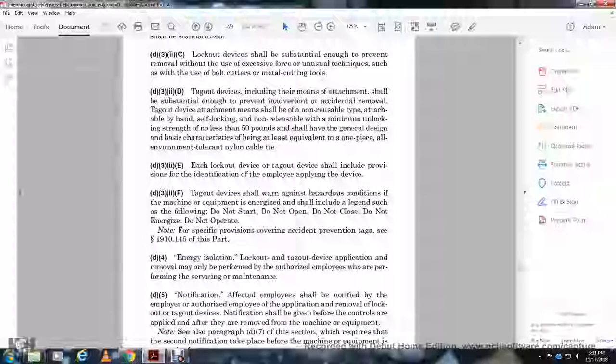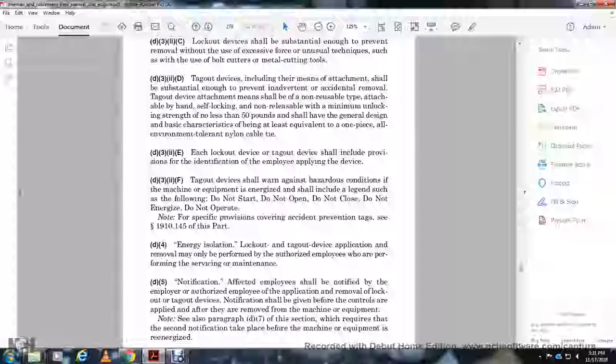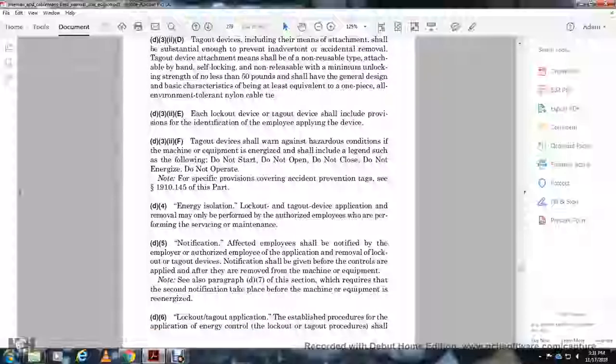Energy isolation: lockout and tag-out device application and removal will only be performed by authorized employees who are performing the servicing or maintenance. The affected employee shall be notified by the employer of the application and removal of lockout or tag-out devices. Notification shall be given before the controls are applied and after they are removed from the machine or equipment, as per paragraph D7 of the section's requirements. A second notification takes place when the machine or equipment is re-energized.